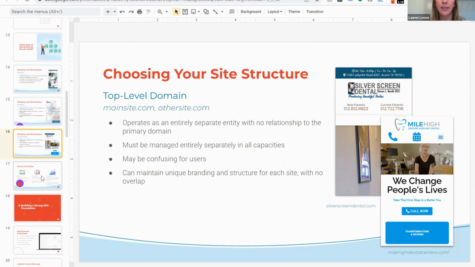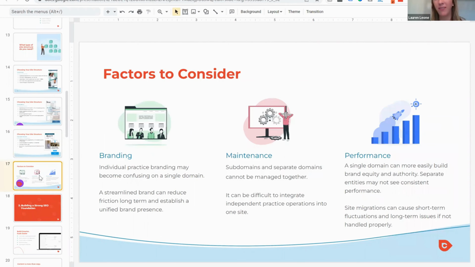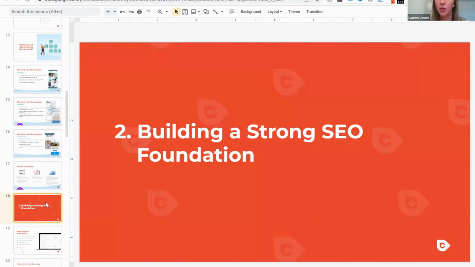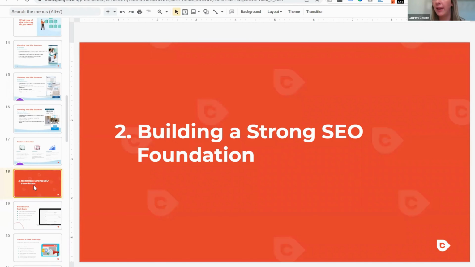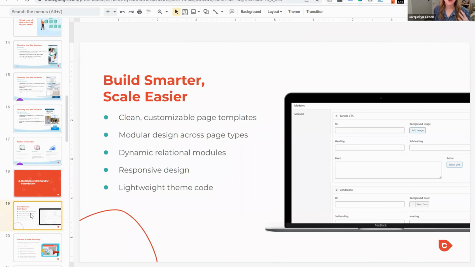Jacqueline, I know you've got some other factors to consider, and I think we've touched on these. So I'm going to keep us moving into the SEO foundation, and then we'll get with Rich on paid media. Yeah, for sure. So the good news, like Lauren said originally, there's no wrong way to build your site, but there are best practices to keep in mind that can make it a lot easier.